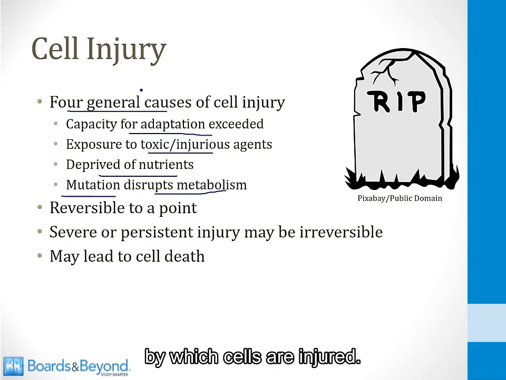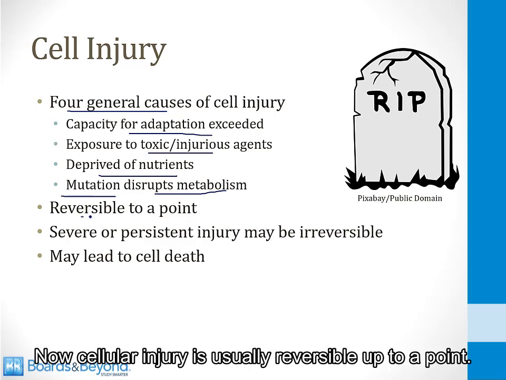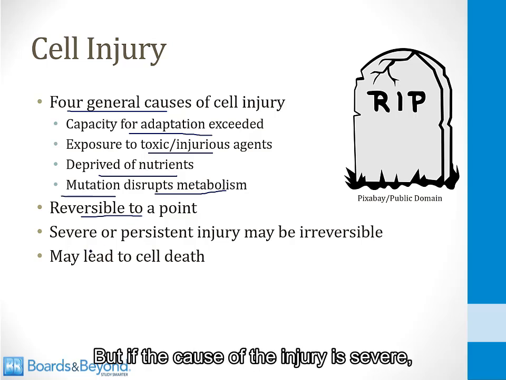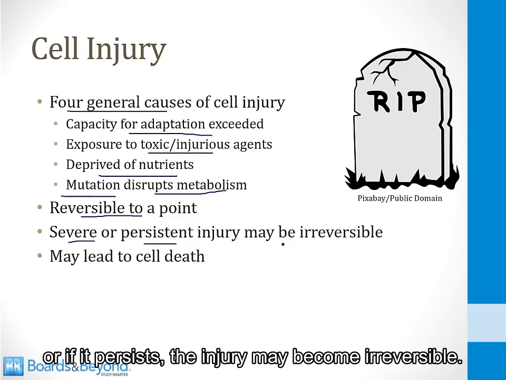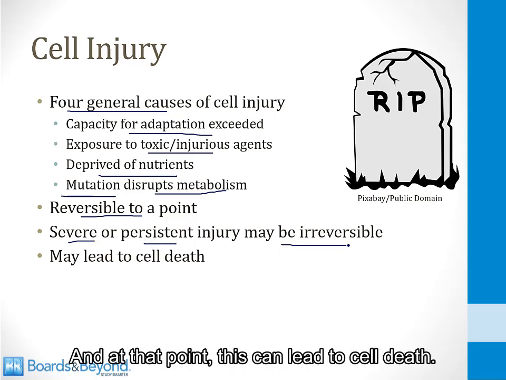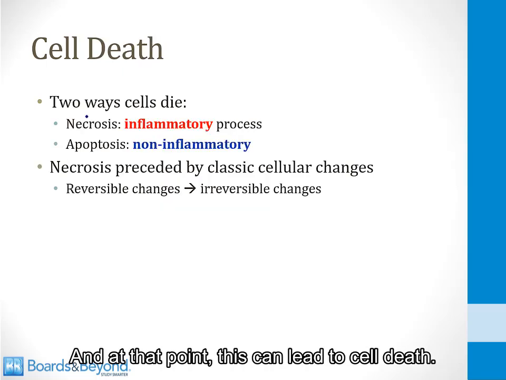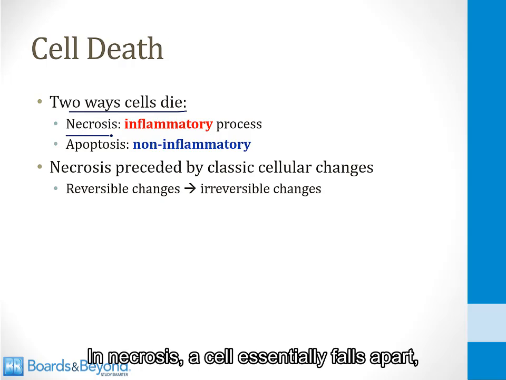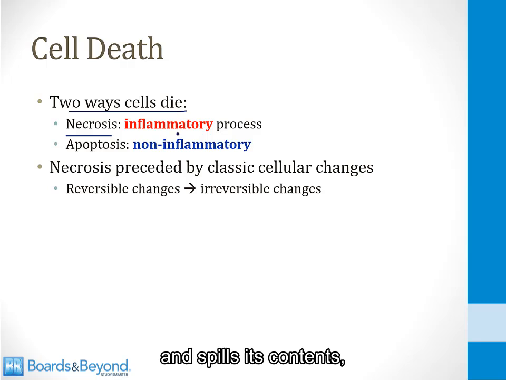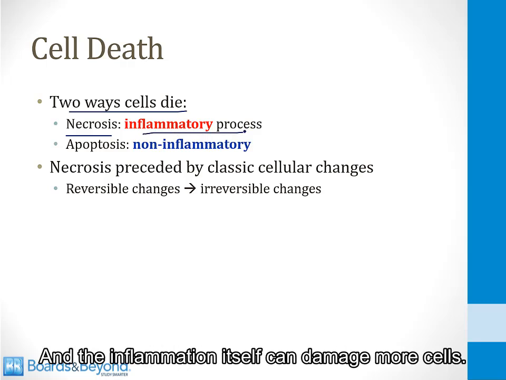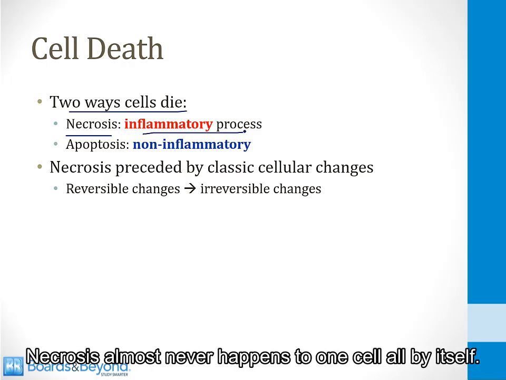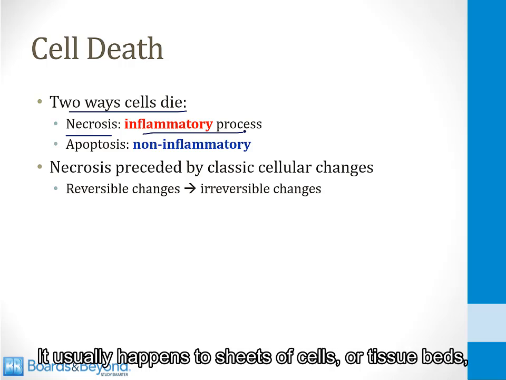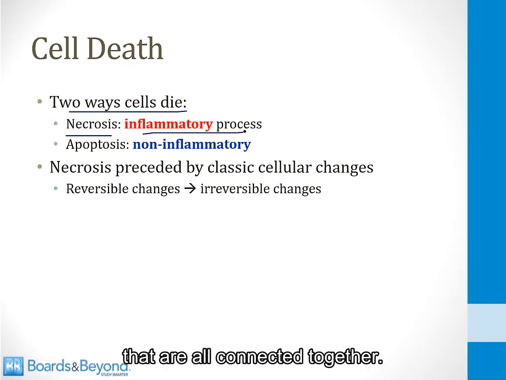Now, cellular injury is usually reversible up to a point, but if the cause of the injury is severe or if it persists, the injury may become irreversible, and at that point, this can lead to cell death. There are two general ways by which cells die. The first way is called necrosis. In necrosis, a cell essentially falls apart and spills its contents, which triggers inflammation, and the inflammation itself can damage more cells. Necrosis almost never happens to one cell all by itself. It usually happens to sheets of cells or tissue beds that are all connected together.